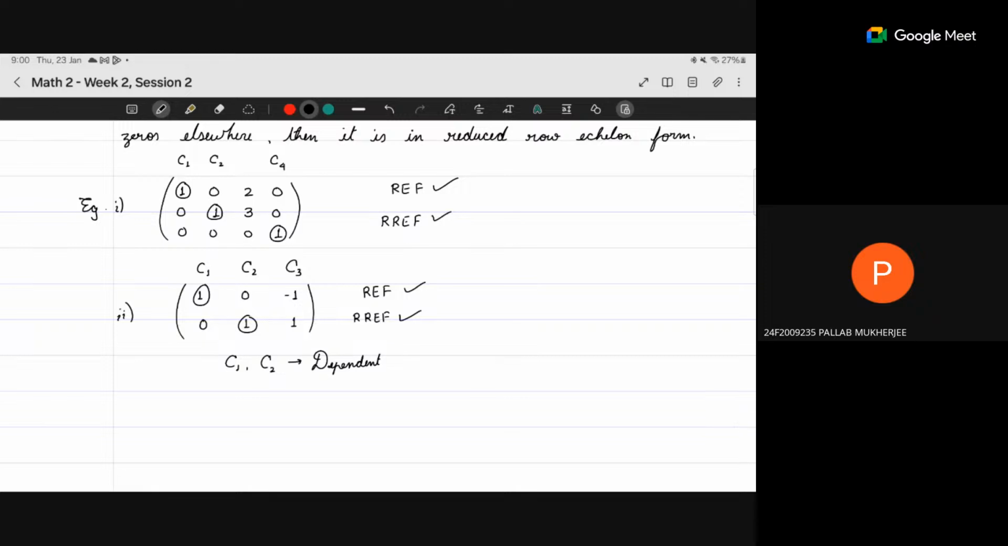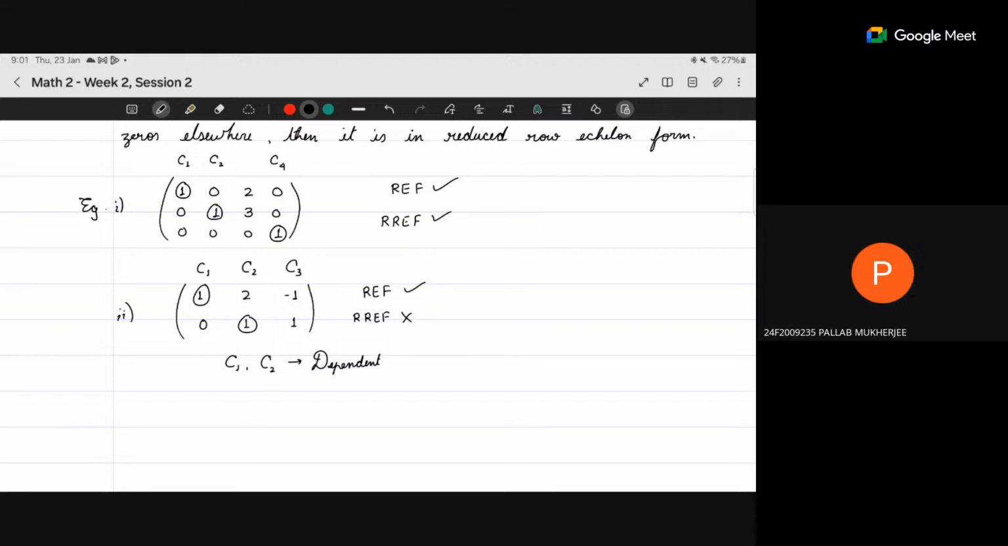Sir, what is the difference between REF and RREF then? If this was, let's say, 2, then this would not be RREF. The columns containing the dependent variables should have only one non-zero entry, which is one. That is for RREF.